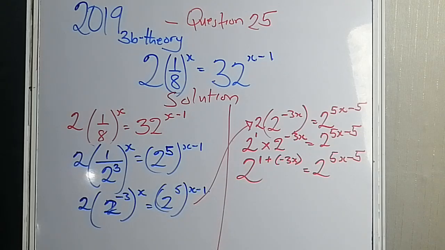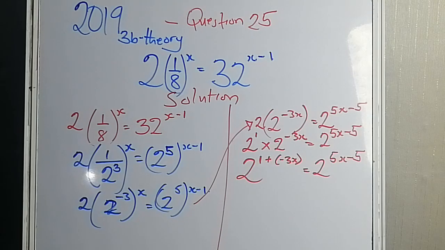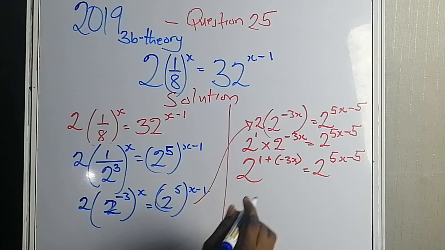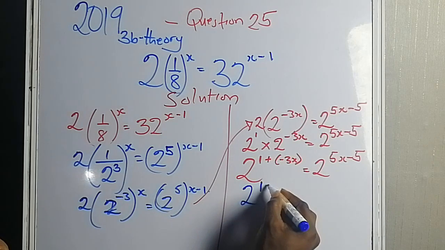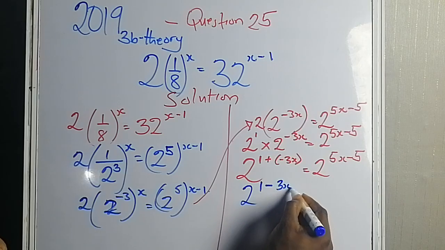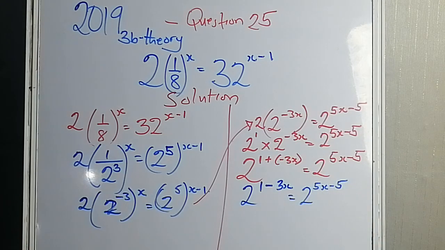And I've mentioned this in one of my parts on factorization. Plus times minus is minus. I've also explained the other ones, minus times minus. Please go through them, it will help you a lot. So now, in this case, this is 1 plus times minus, which is minus 3x, equals 2 raised to power 5x minus 5. So you can see that it's very, very straightforward and simple.